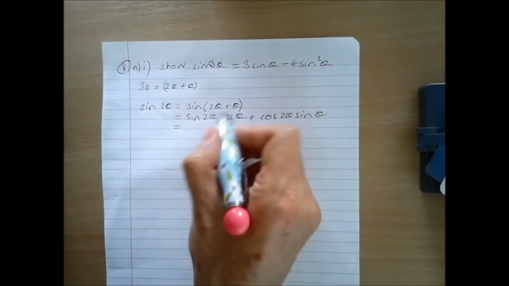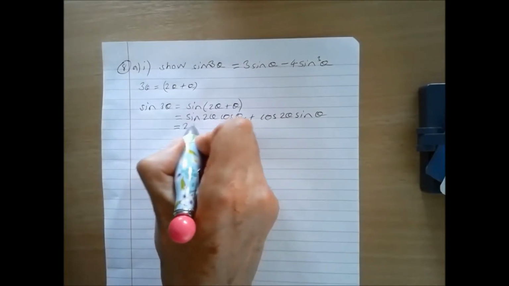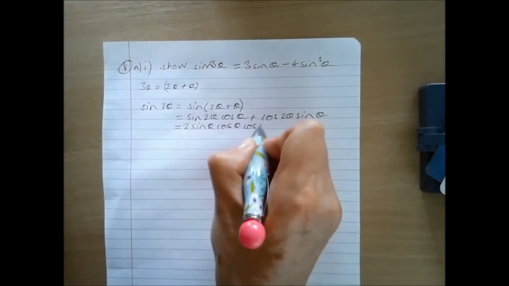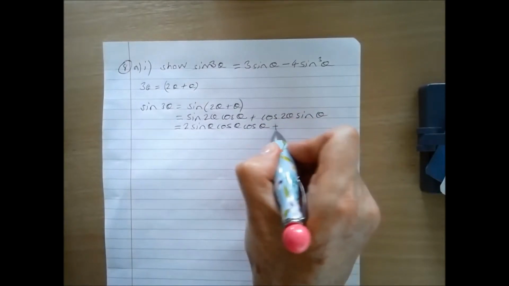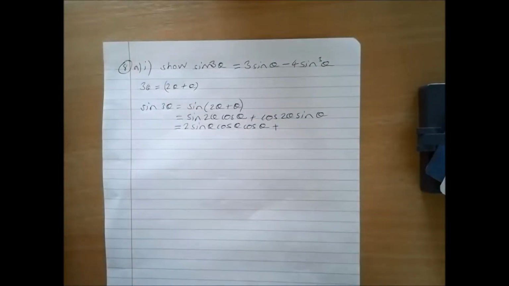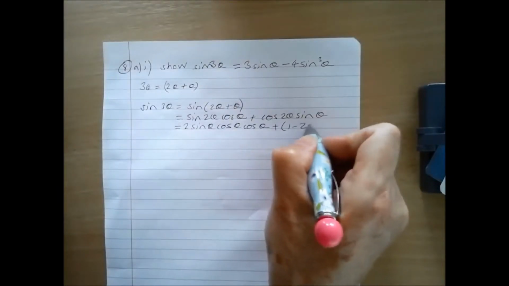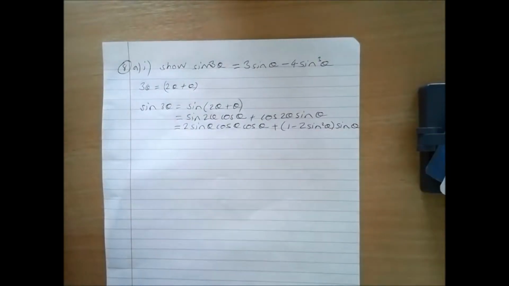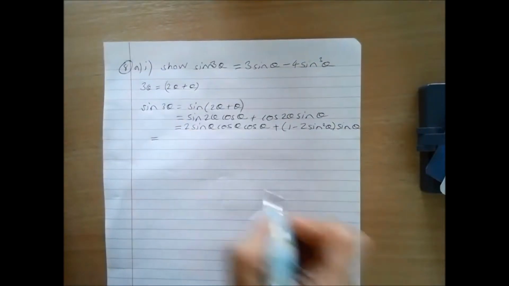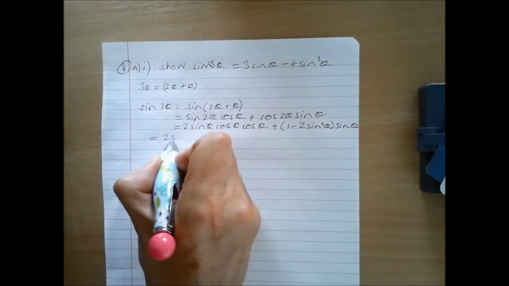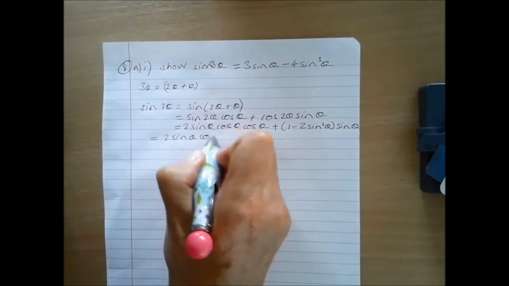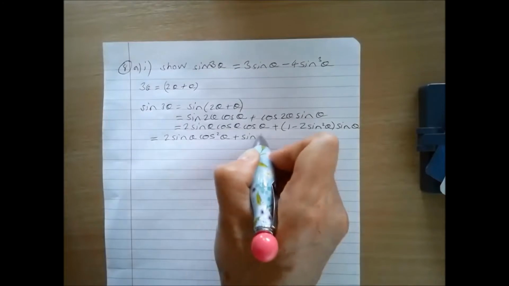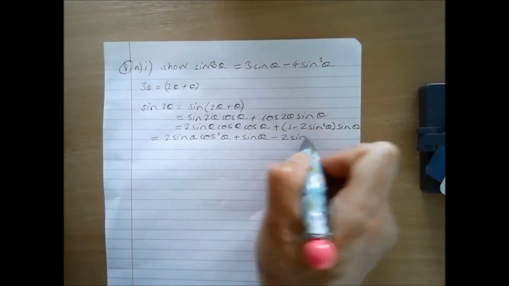So in order to get rid of this cos thing, I'm going to express sine 2 theta as 2 sine theta cos theta, multiplied by another cos theta, that one. And then instead of my cos 2 theta, I'm going to write that as 1 minus 2 sine squared theta, multiplied by the sine theta, which is here. And then I'm going to simplify that. So I've got 2 sine theta cos squared theta, and then sine theta minus 2 sine cubed theta.